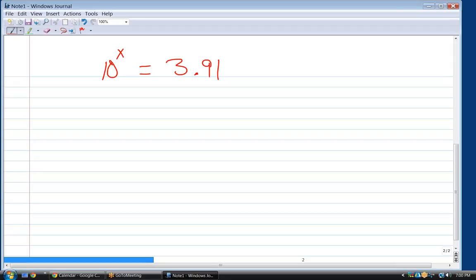How are we going to solve this? How do you solve this? This is an exponential equation, and the reason is because your variable is in the exponent. It's not on the regular line. And we don't have algebra to solve this. There's no algebra that you can solve for x. There's only logarithms.